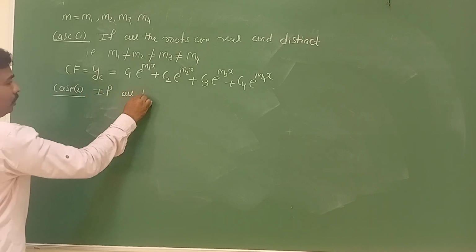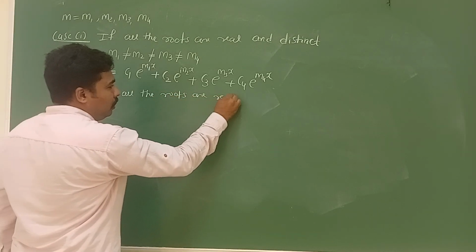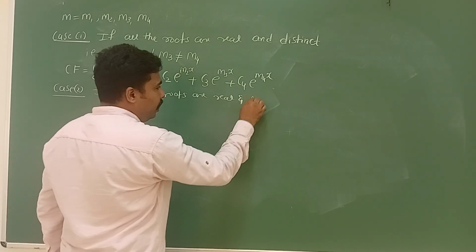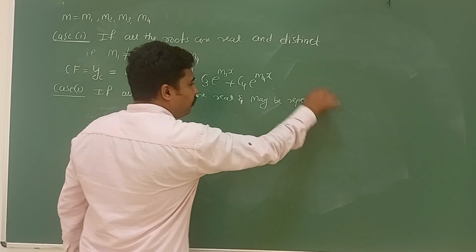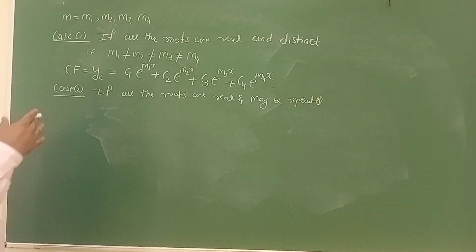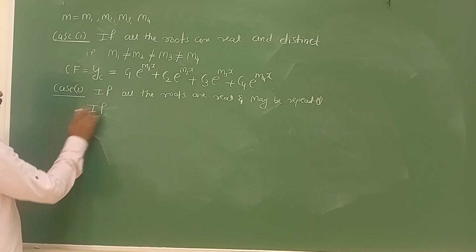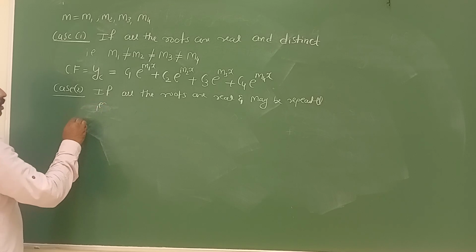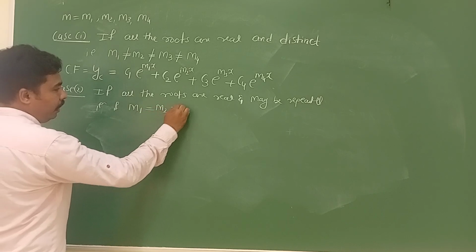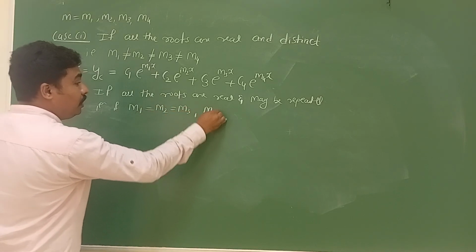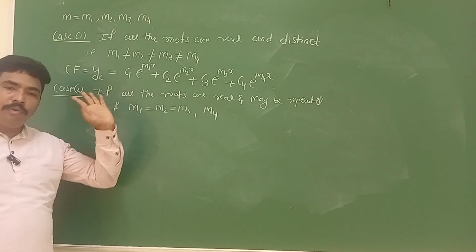In case 2, if all the roots are real and may be repeated. If some roots are repeated, let me take one simple instance. If m1 and m2 are the same, and m3 also the same, but m4 is the only different root. All the first 3 roots are the same roots, but m4 is the different root.